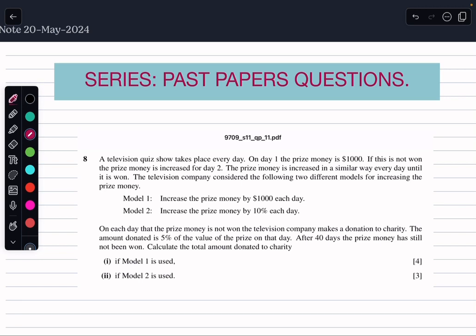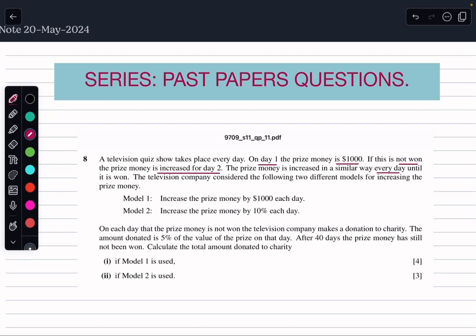So let's start. This first question is from Summer year 11, 2011, paper 1 variant 1 and question number 8. The question says a television quiz show takes place every day. On day 1, the prize money is $1,000. If this is not won, the prize money is increased for day 2. So it's getting increased for day 2. The prize money is increased in a similar way every day until it is won.